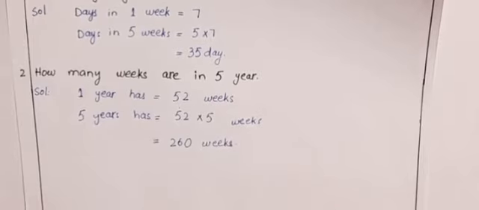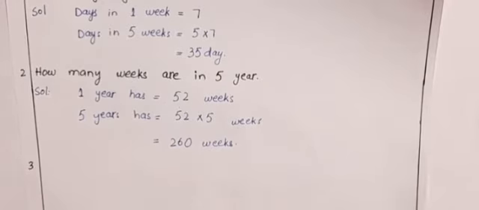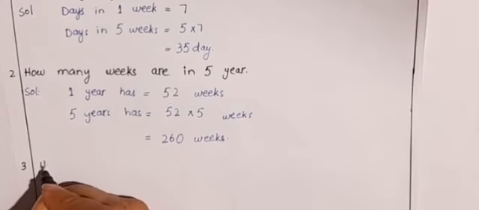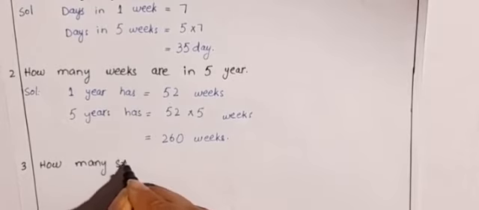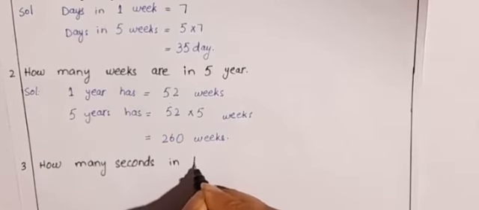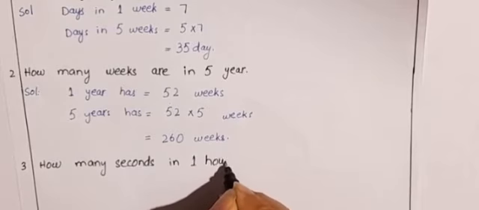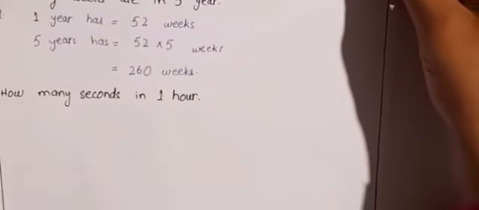Okay. We have known that there are 24 hours in a day, and we also know that 1 hour has 60 minutes and 1 minute has 60 seconds. So the third question or third activity is how many seconds in 1 hour. Okay, we have to tell how many seconds are there in 1 hour. So let's start our solution.